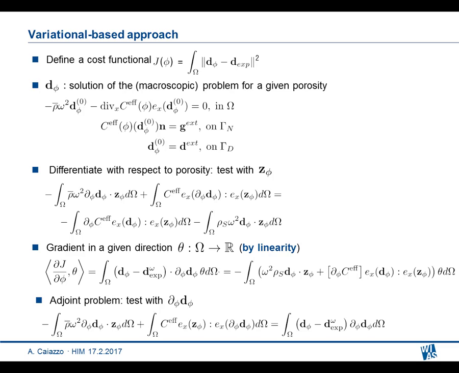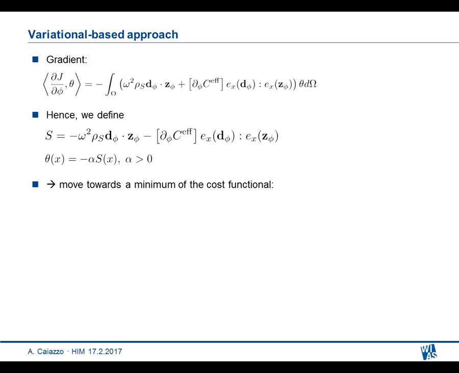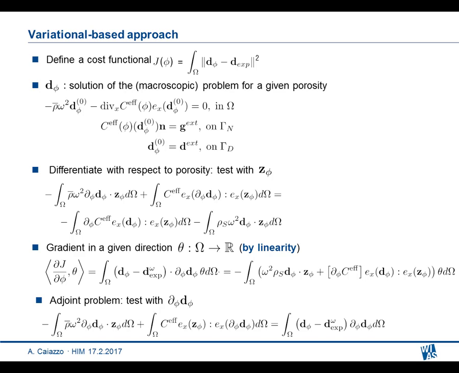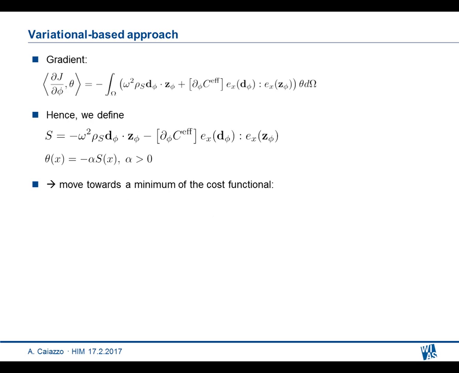Okay, what's the conclusion? Now, this is the derivative in the direction of theta. So if I want to decrease my functional, I have to choose theta multiplied by this term. So if I use this S and this theta in this way with a given alpha bigger than 0, then my gradient will be negative, so I will move toward the minimum of my functional.